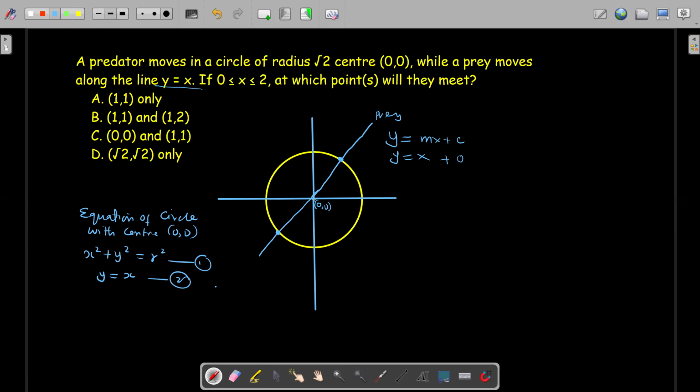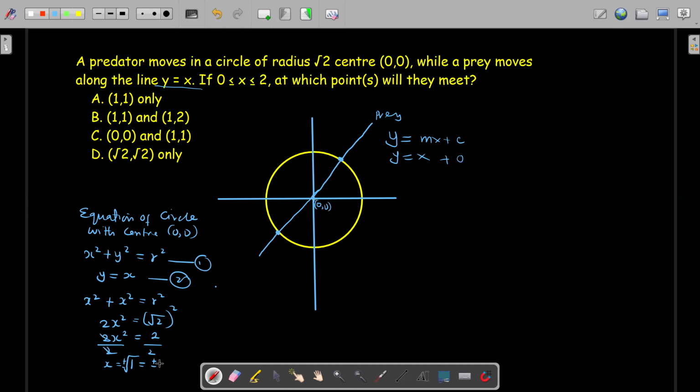To solve them simultaneously, since x and y are the same, we can just replace y with x, so that we have x squared plus x squared equals r squared. Luckily the radius was given, so we have 2x squared equals square root of 2 all squared, which is 2x squared equals 2, since the square root of 2 squared is 2. So x is going to be the square root of plus or minus 1, which is the same thing as plus or minus 1.